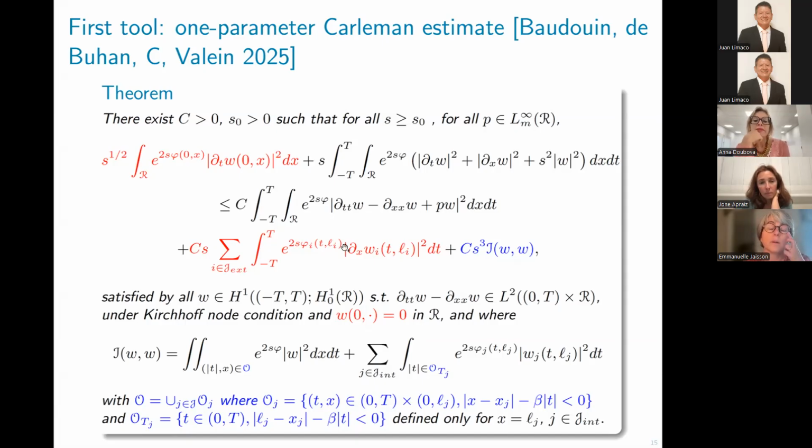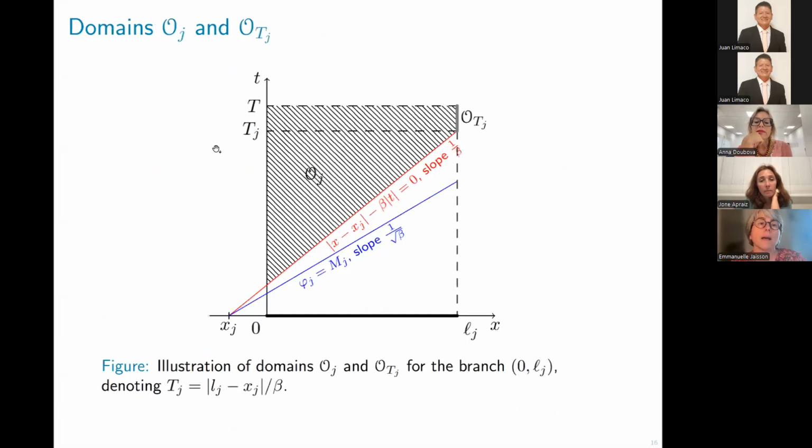And this is a problem here for us to have this term. So I have represented here one branch. Here I just look at one edge of your network. So here it's from edge 0 to Lj, and xj is the parameter coming from the weight function. It's non-positive, okay?